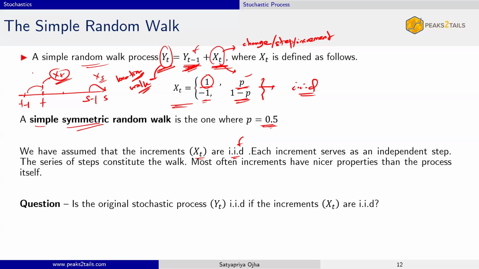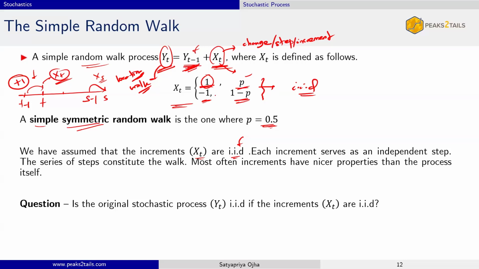Completely independent. So what I'm trying to say is, let's say yesterday the move was plus 1. That has nothing to do with what the move will be the next day. Still the same distribution applies throughout. That's why it is identical. It's also independent because it does not depend on any state.